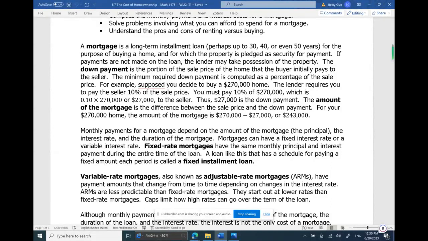So the difference between the house price and your down payment is the money you are lacking for paying for the house, right? That's the money you need to borrow from the lender or bank, and that amount of money is called the amount of the mortgage. The amount of the mortgage is the difference between the sale price and the down payment.